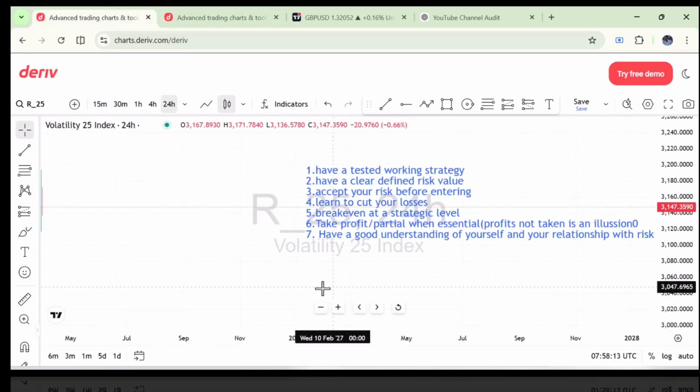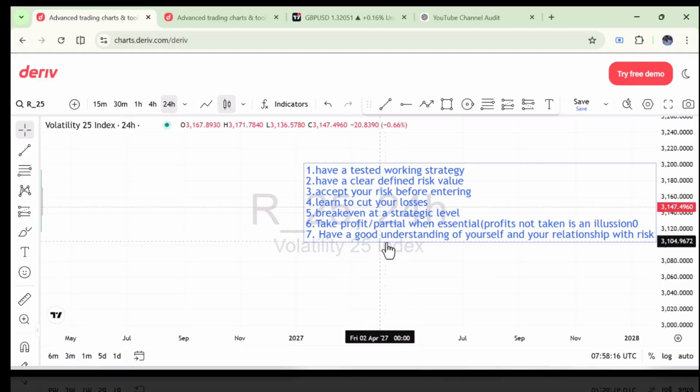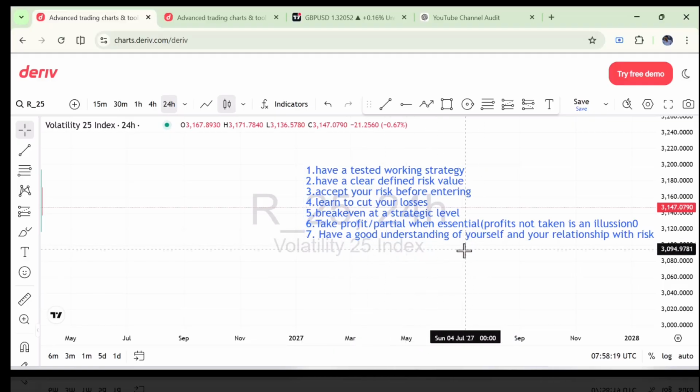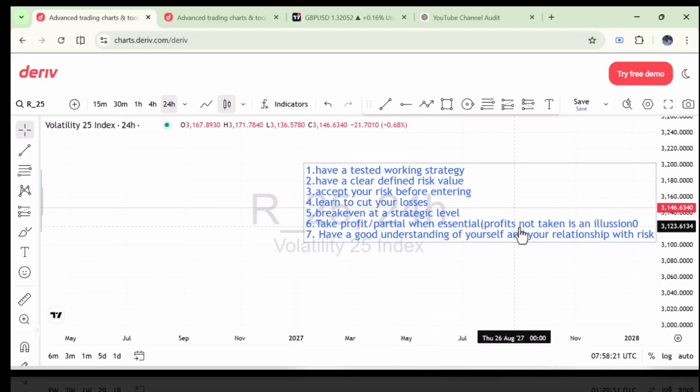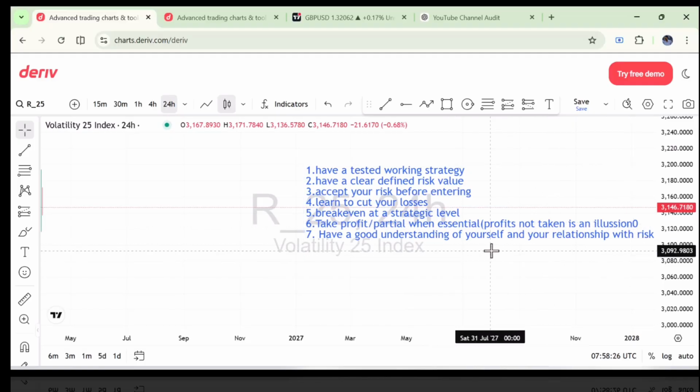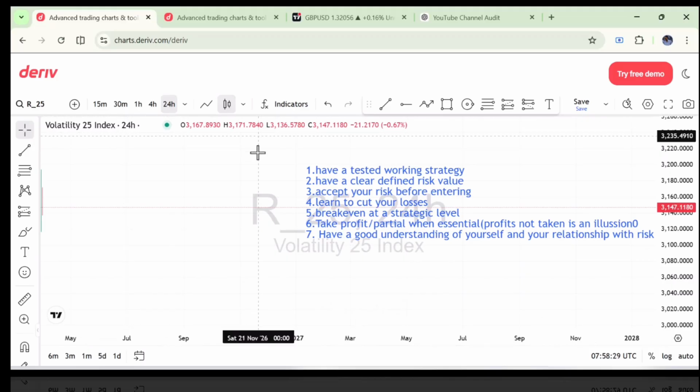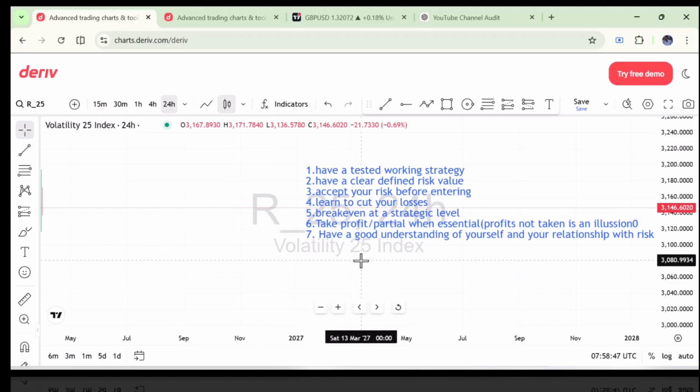Now, the next thing I have on my list is take profit or partial when essential, and I have something written here that profits not taken is an illusion, right? What do I mean by that? You see, the trade that you have running is not your money until you close the trade. Even if you are making $1 million and that trade is still in progress, that profit is not your profit until you close the trade. And that is why I said, when it is necessary, ensure that you take your profit.